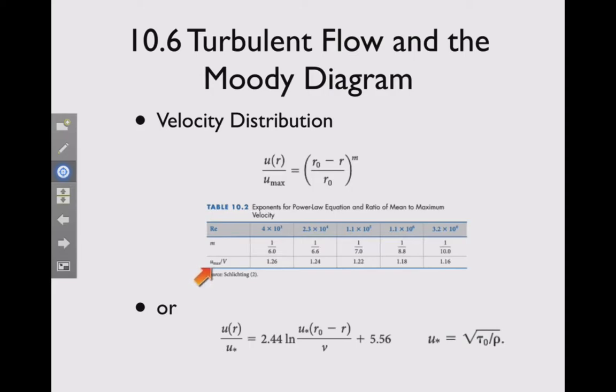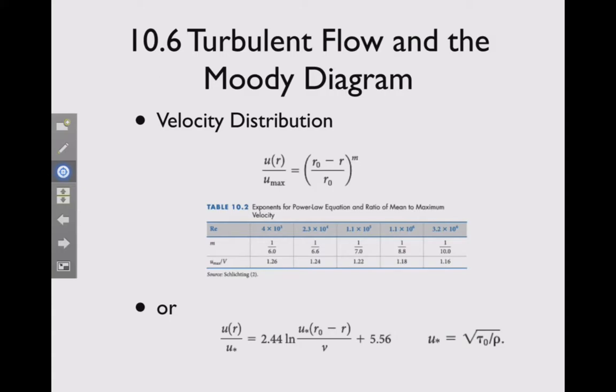Also we have a ratio here of the maximum velocity, which we need in here, to the mean velocity. So if we're able to determine the mean velocity, then we can find U max, plug that in, plug in m, and find the velocity as a function of the distance from the center of the pipe.